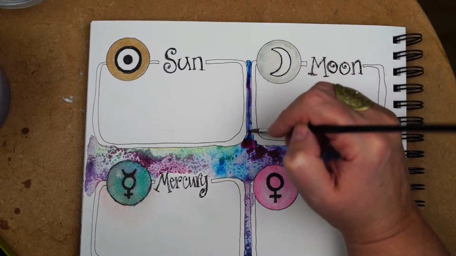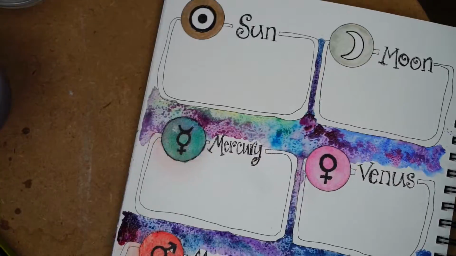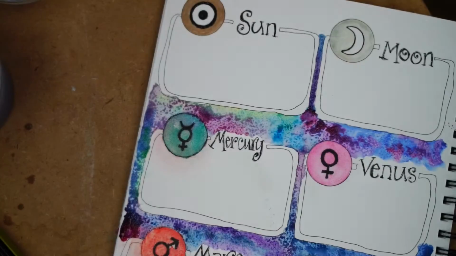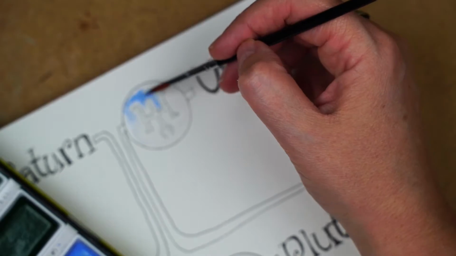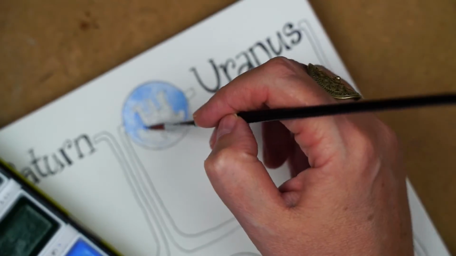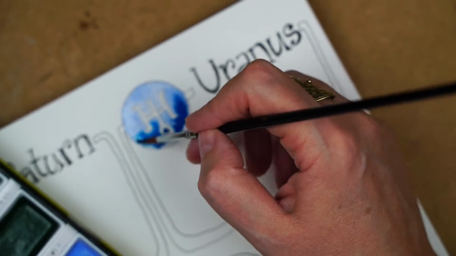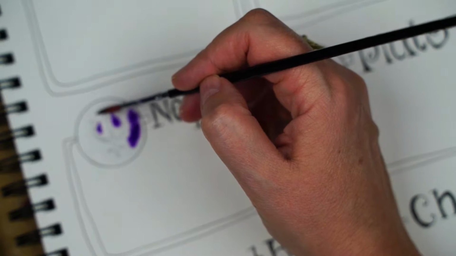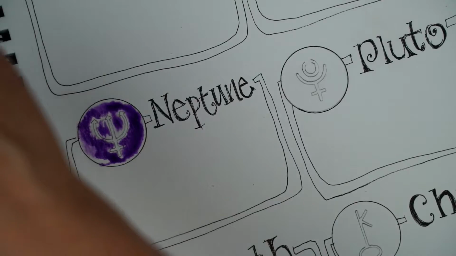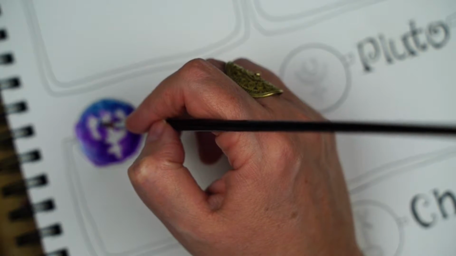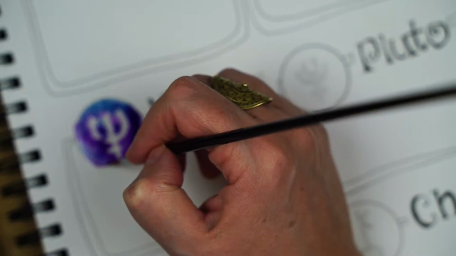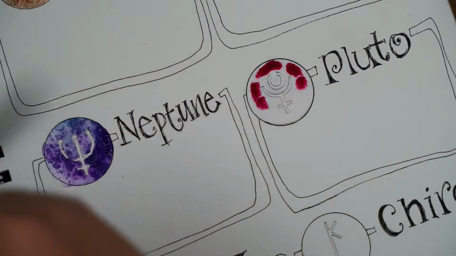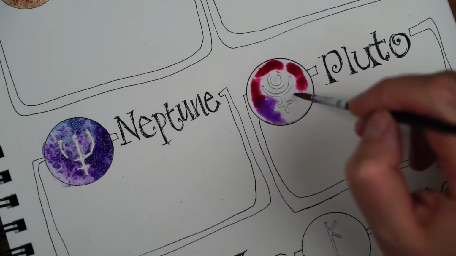You see I move around the page. And while that page is drying, I moved over to the other side. Saturn was earthy tones. Uranus was kind of trying to go for a two-tone blue effect. Neptune, I went with a violet and a blue. You see, I kind of mix a blue-violet kind of combination. Pluto, I went with a red-violet.